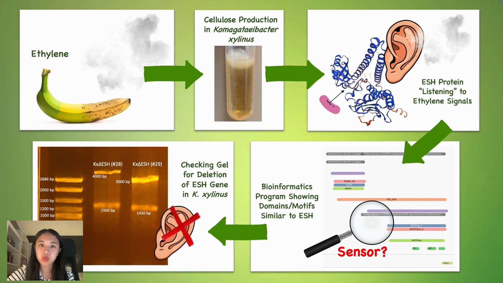The second method was genetic engineering. Within the lab, I am currently working towards removing the ESH gene from KX. Why? Well, if ESH really is the sensor that allows the bacteria to hear ethylene, deleting it should be like plugging in the bacteria's ears. This would allow us to test whether or not the ESH gene is responsible for ethylene detection in KX.